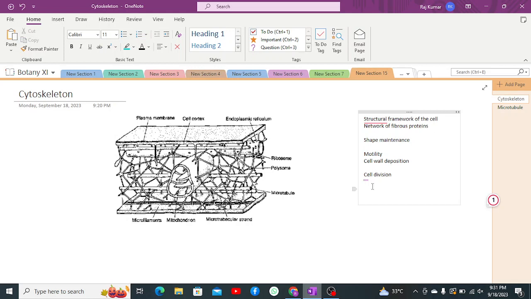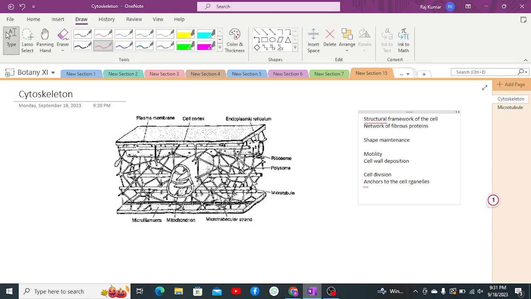Apart from which, its other function is holding. It anchors the cell organelles, as you can see in the diagram. Here in the diagram is the structure of the cytoskeleton. Inside the structure of the cytoskeleton, the mitochondria is anchored to the cytoskeleton. Similarly, ribosomes are anchored, polysomes are anchored, as well as these organelles. The endoplasmic reticulum is anchored within the cytoskeleton.